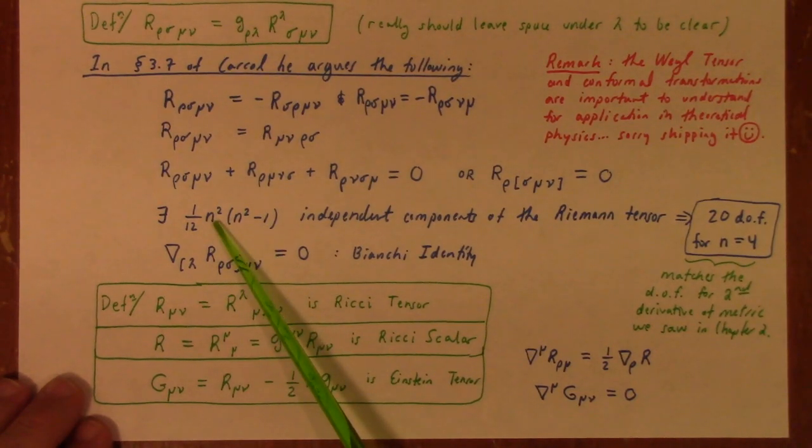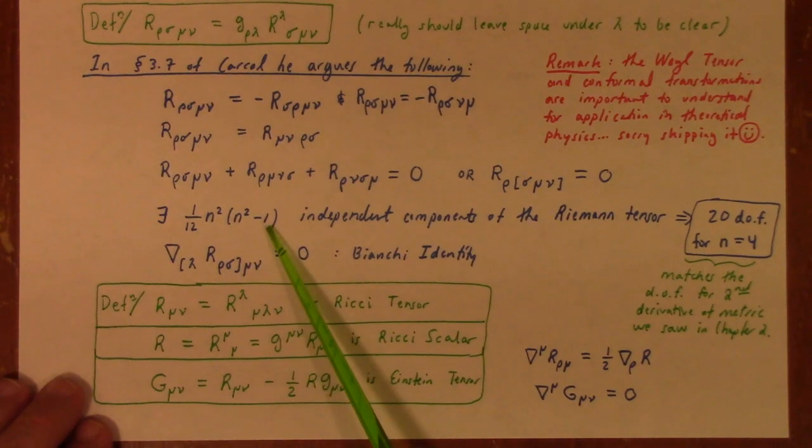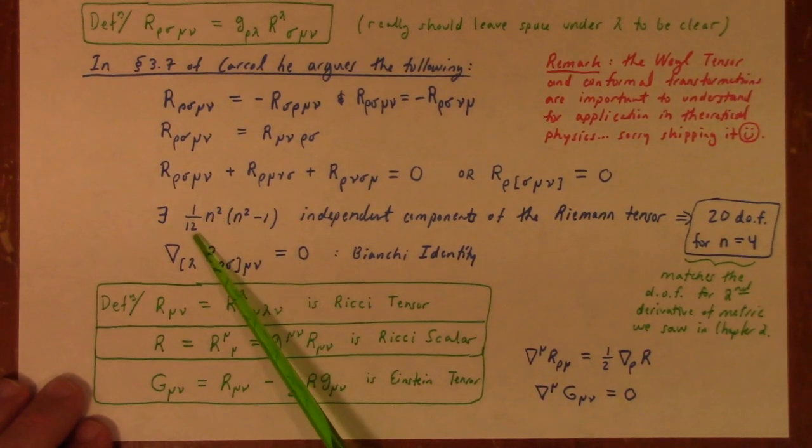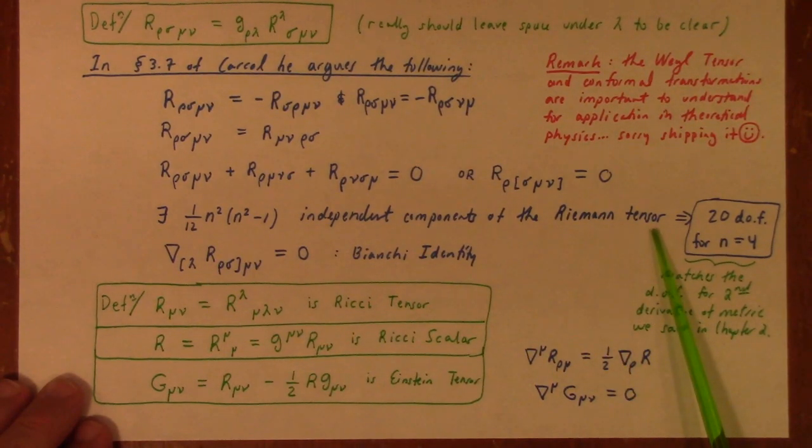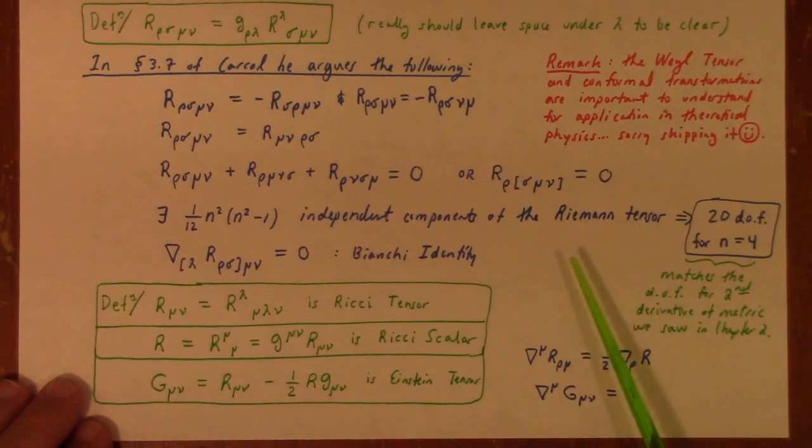That's 4. 4 minus 1 is 3. 3 times 4 is 12. 12 over 12 is 1. So in dimension 2, the Riemann tensor is really only as interesting as the scalar which underlies it, right? Which is what I defined down here, the Ricci scalar.